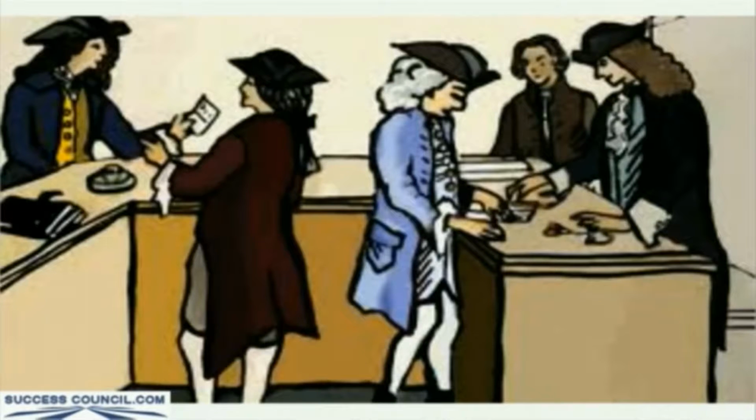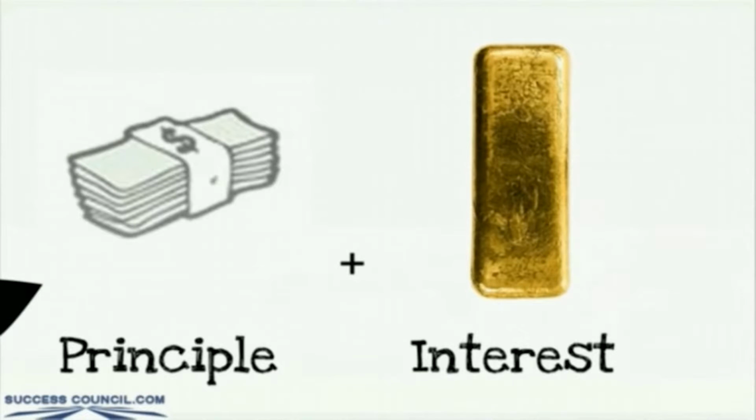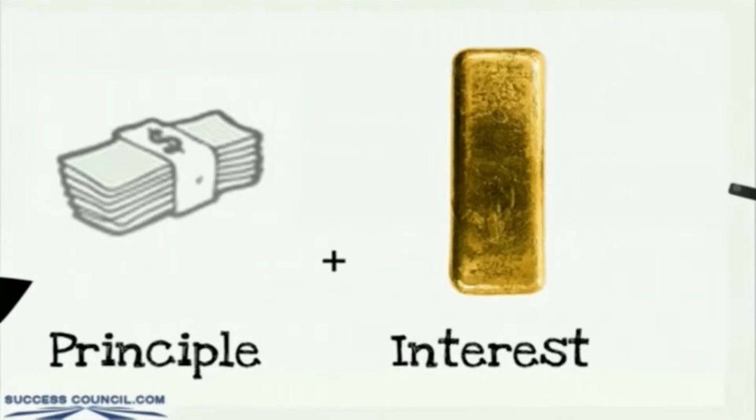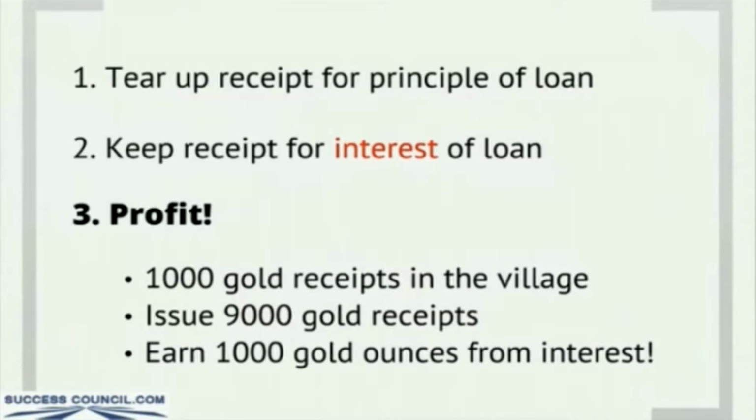He knew that when he lent someone money, he could charge them interest. He knew that no one except for him knew how much gold was really in his vault. So what if he just created a receipt for gold and lent it to someone? If the person came to redeem the receipt for gold, it was no problem. He could give them the gold. He always had some on hand, and eventually that person would pay him back with interest. When he was paid back, he simply tore up the receipt for the principal of the loan, but he kept the receipt for the interest. Basically, he got free gold.